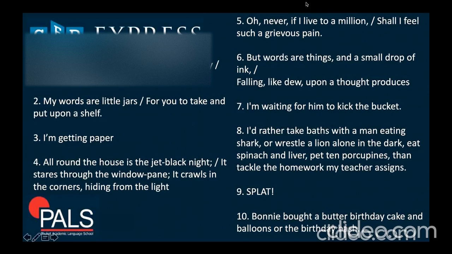"Oh, never, if I live to 1,000,000, shall I feel such grievous pain." Right. So here, if you thought that this was a hyperbole, because if I live to 1,000,000, and people don't generally live to 1,000,000, then you are correct. So that is a hyperbole, because it's an exaggeration of living a life so long.